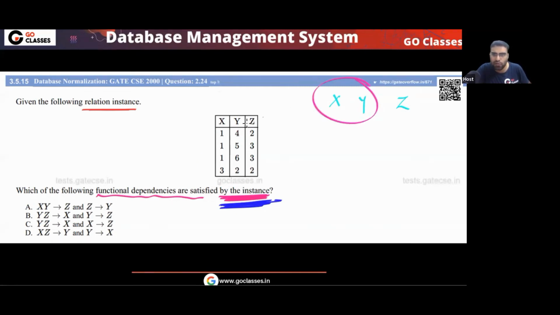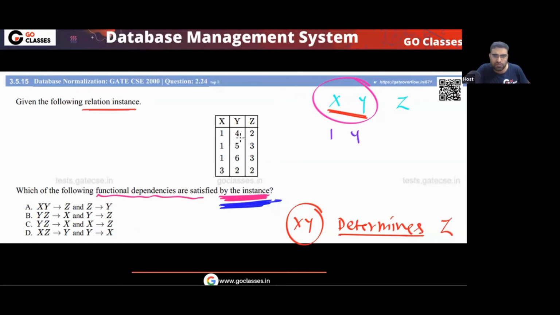If I give you the value of xy, can you tell me the value of z? Can you determine the value of z? If I tell you the combination, this xy combination value, then can you determine z? For example, if I tell you xy is 1, 4, then what will be z?